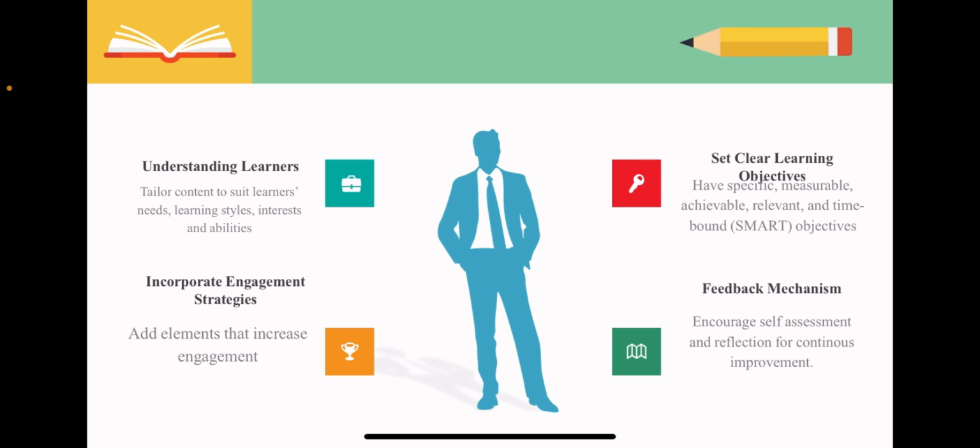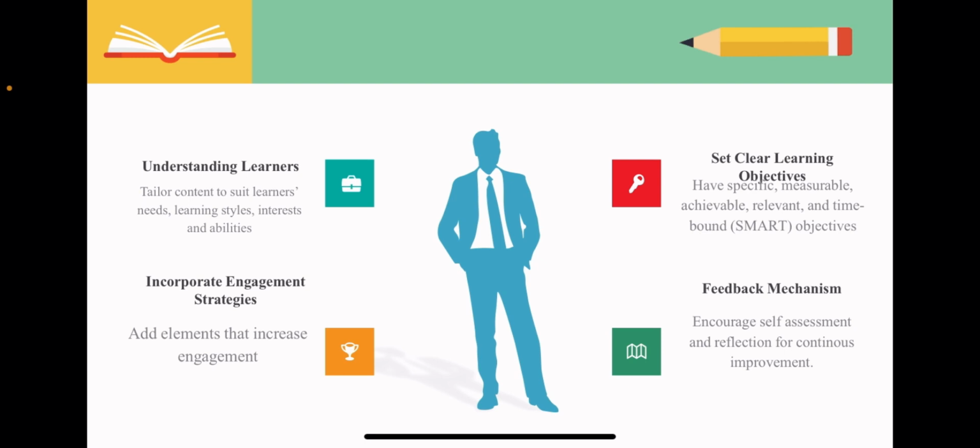The next is feedback mechanism. Now, when you're using an instructional method, you should have a feedback mechanism. Encourage self-assessment and reflection for continuous improvement. So you've used a particular method for that child. You should sit back and think, okay, is this working? So definitely you would have given it maybe a month or 2 months, and you're thinking, is this working?